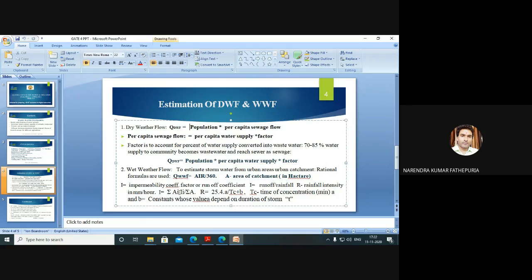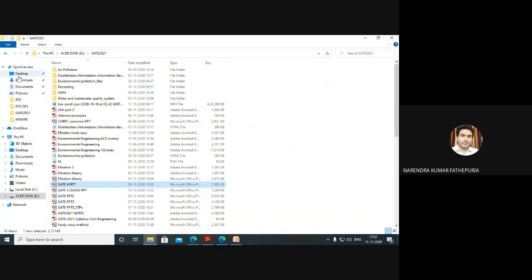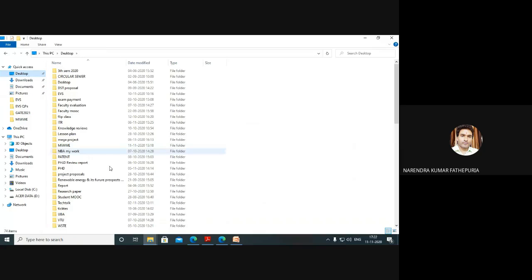So I you will get as summation of A into I divided by summation of A. You have done it in this semester's regular studies. And R you will get as 25.4 into A divided by TC plus B. TC is the time of concentration, and A and B are constants whose values depend on the duration of time. So you have done these. I will just quickly go through what we have studied, and then I will move to the treatment part.